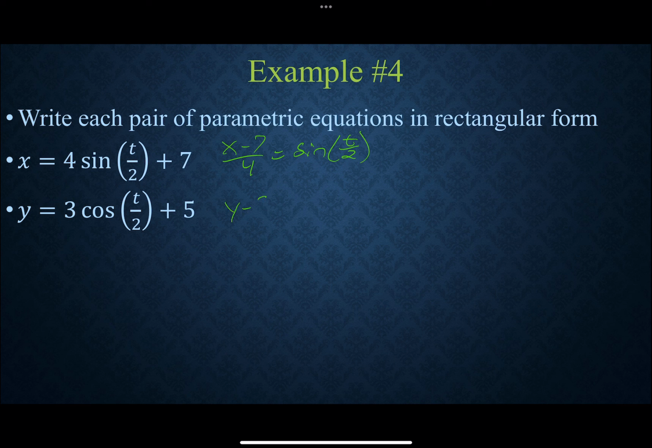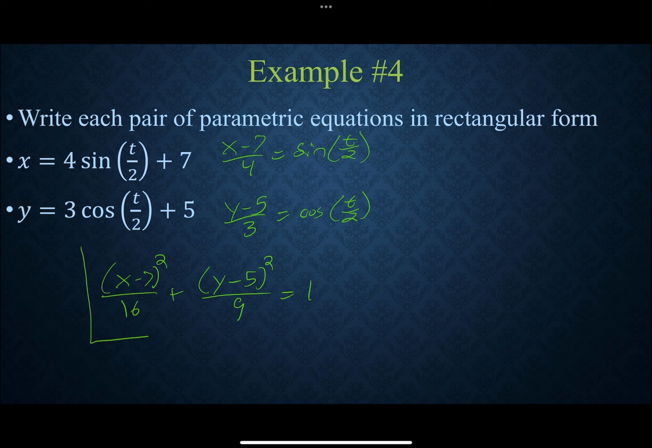And now here we'd subtract 5 and divide by 3 to get the cosine by itself. Again, the angle is the same, so it doesn't matter what the angle actually is. Sine squared would be the x minus 7 squared over 16. Cosine squared is y minus 5 squared over 9. And again, this would be a horizontal ellipse because the horizontal value is larger. And like I said earlier, these could be circles if they were the same numbers in front, multiplying your sine and cosine, because then you're dividing by the same number and it will create the equation of a circle rather than an ellipse.